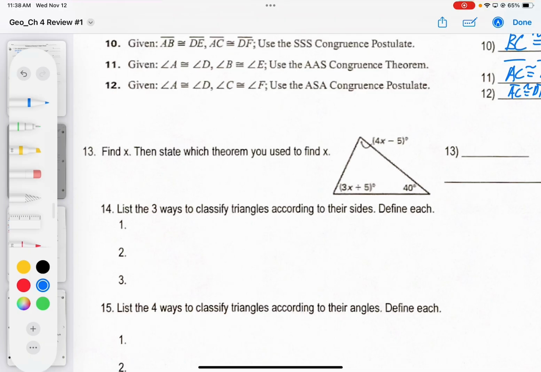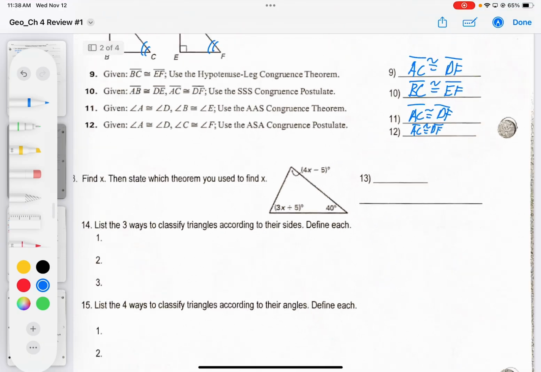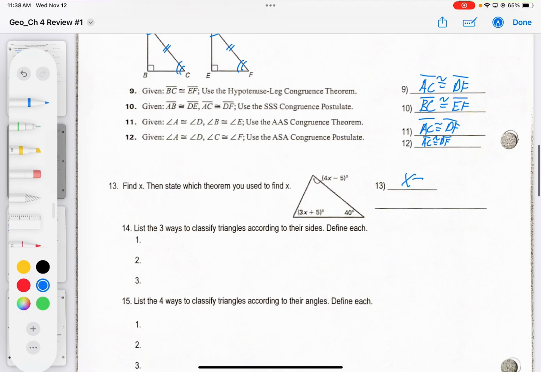And then the equally important part, what's the name of the theorem? Triangle sum theorem. Cool. Triangle sum, triangle angle sum. As long as you write either one of those, that would be fine. X equals 20, triangle angle sum. We can do better than that. Triangle angle sum theorem.